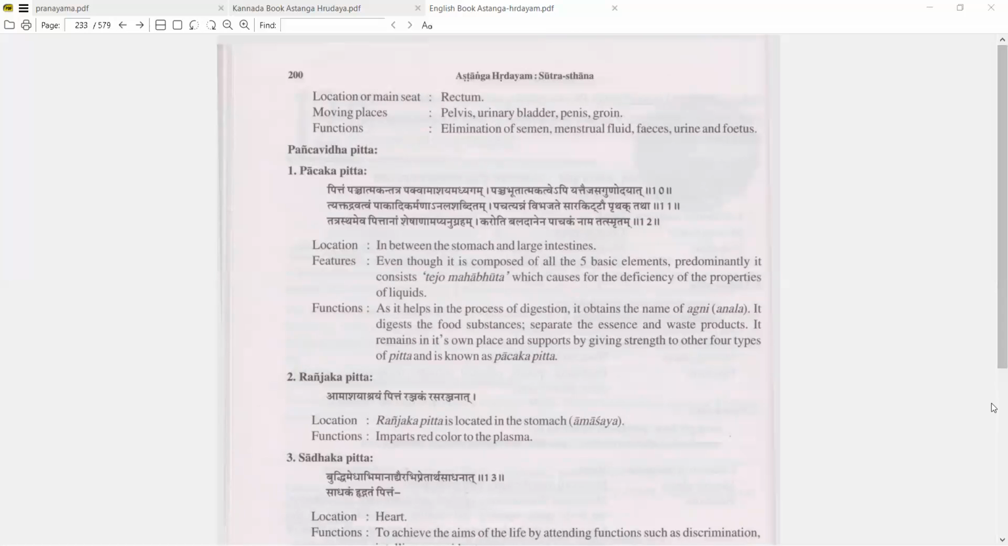Apana Vata. It is located in the rectum. It moves in the pelvis, urinary bladder, penis, and groin region. Functions: it helps in the elimination of semen, menstrual fluid, feces, urine, and fetus.